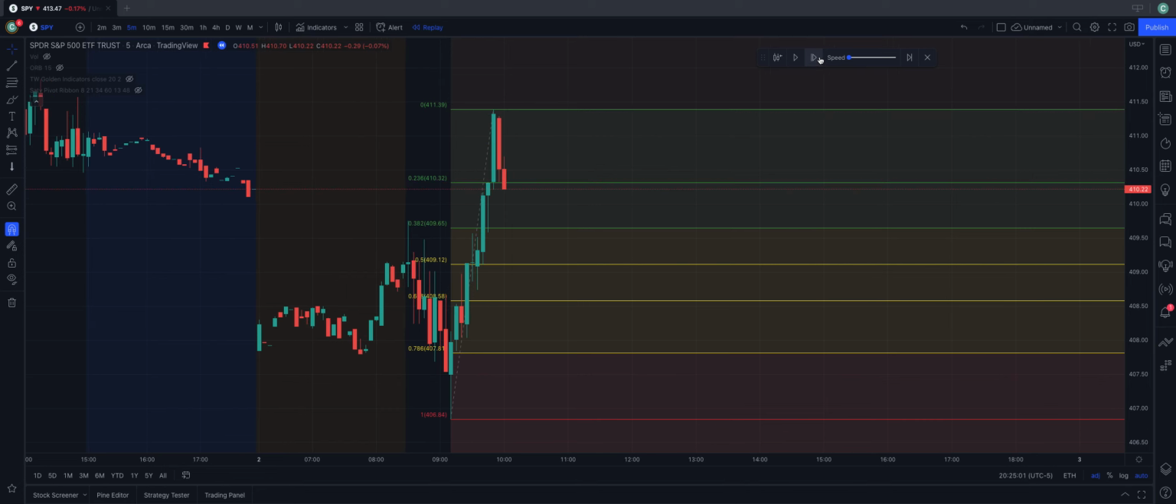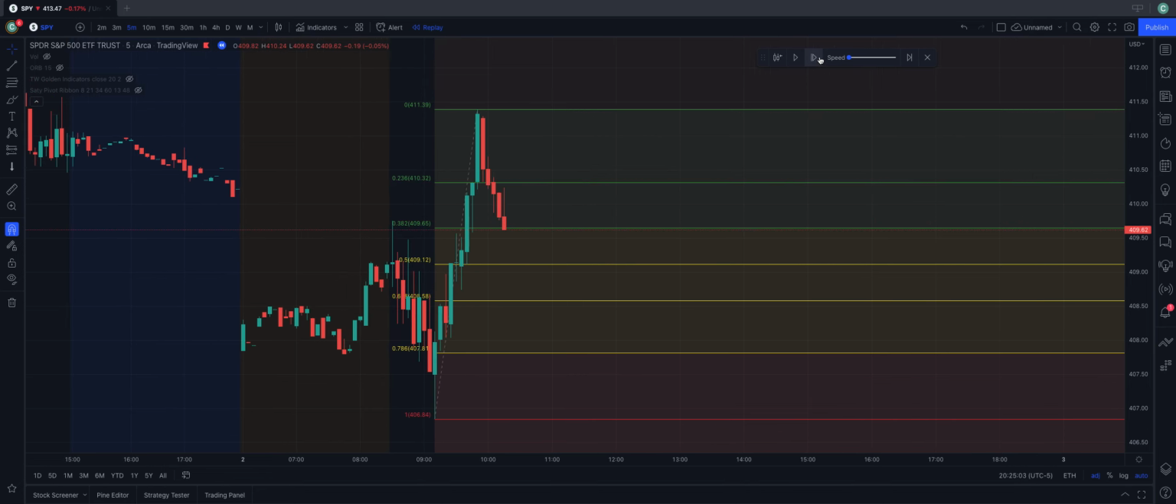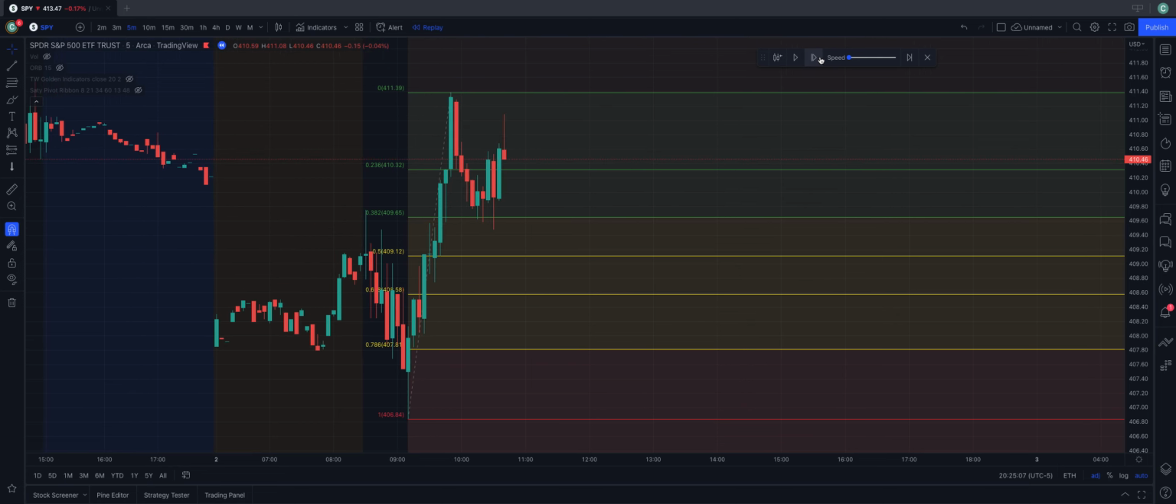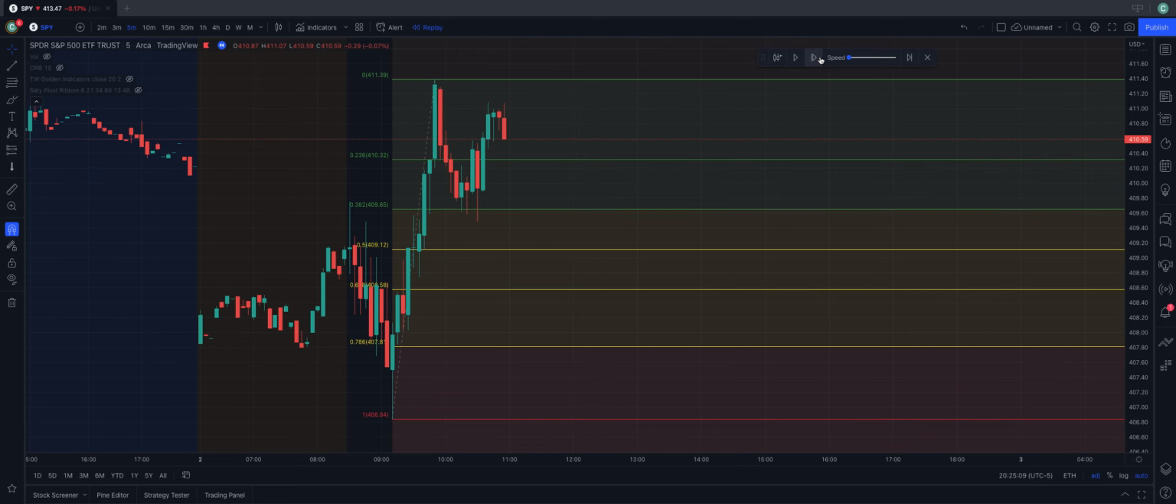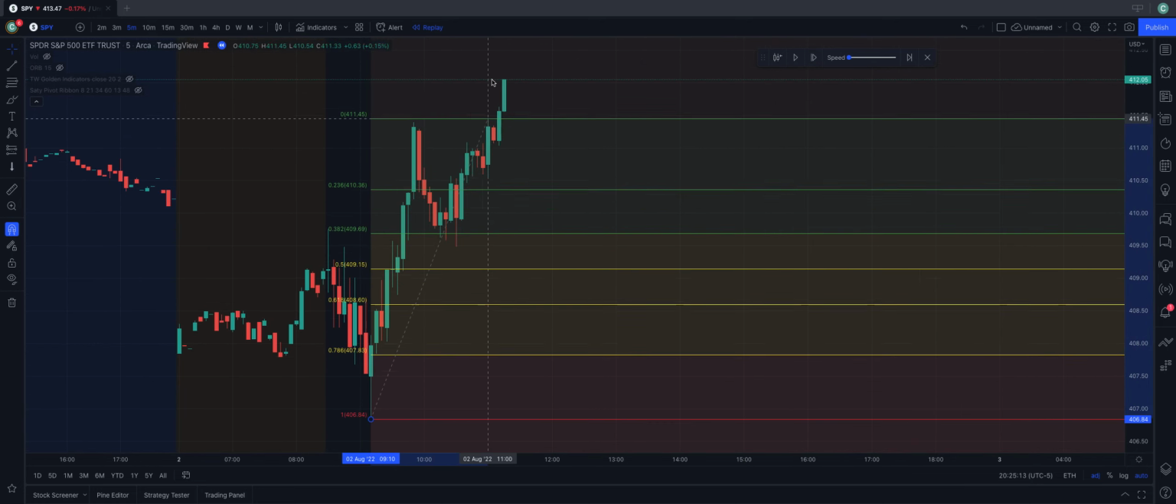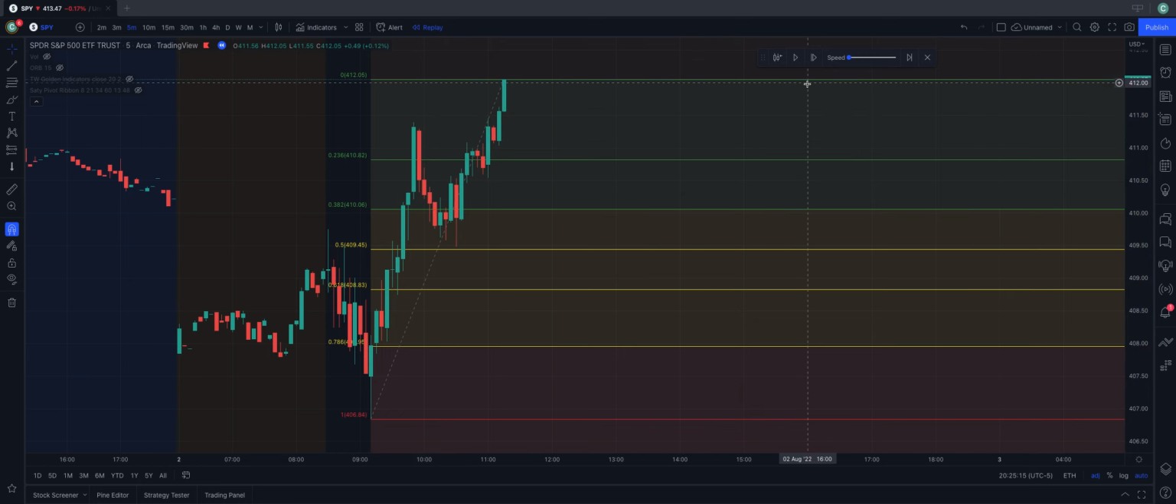Comes back down to the 236, 382, bounces, breaks 382, bounces, bounces. All right, now we need to move our trend up because it's still going up. And this is where, when you're playing fibs, be patient. Don't rush anything. Don't rush a trade.